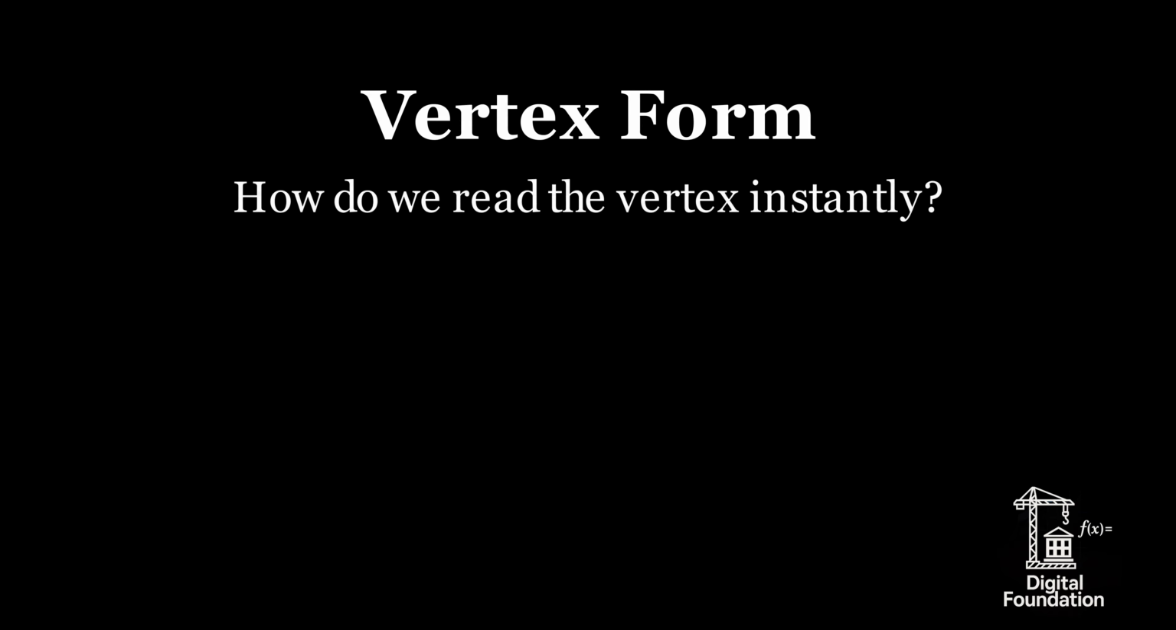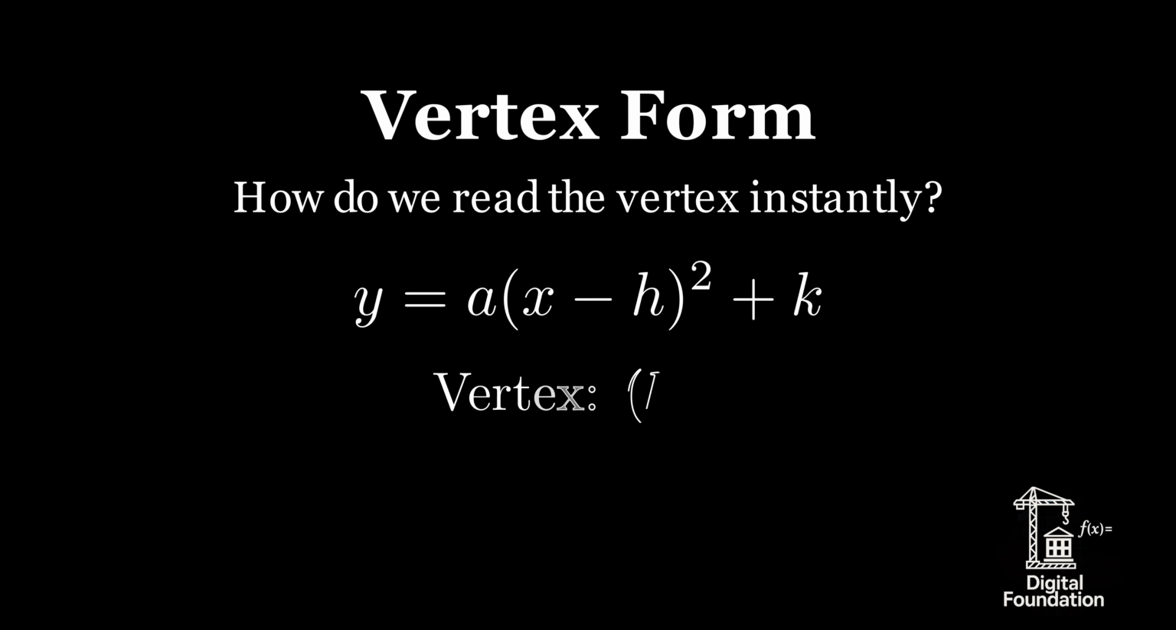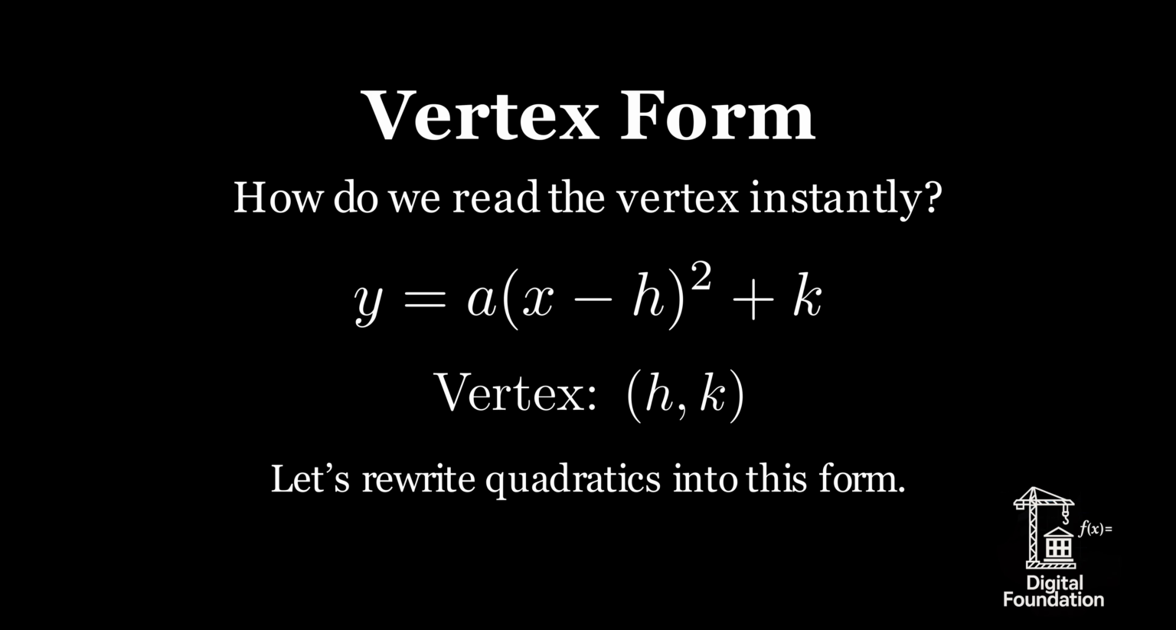Quadratic functions often feel abstract. We learn how to factor them, how to solve them, but we rarely talk about what the equation is telling us visually. Vertex form changes that. When a quadratic is written as y equals a times the quantity x minus h squared plus k, the graph becomes readable. The vertex is no longer hidden. It is simply the point (h, k).